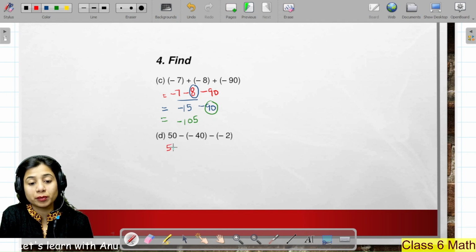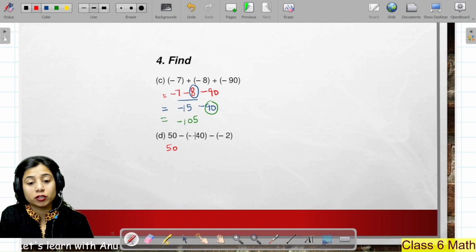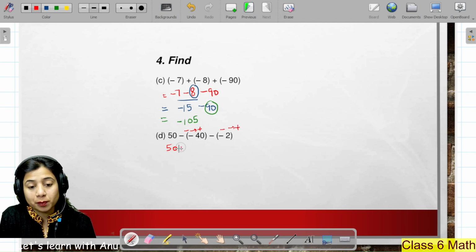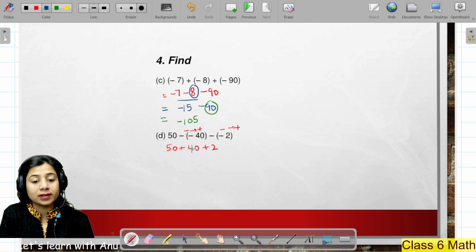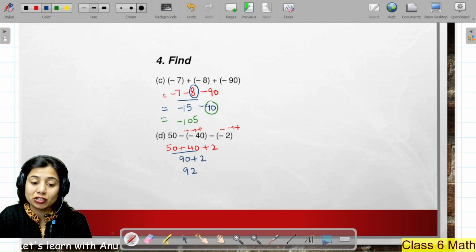D part, 50 minus bracket 40 minus bracket minus 2. So let's remove the brackets. Here we have negative sign outside the bracket. So here negative is changing to positive. And here also negative is changing to positive. So it's plus 40 plus 2. So here all the signs are positive. So 50 plus 40 is 90. 90 plus 2 gives us 92.